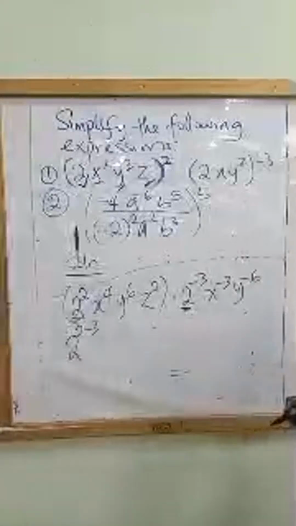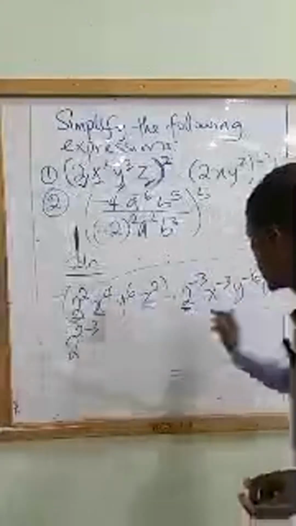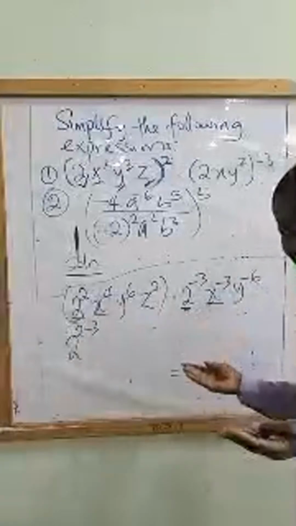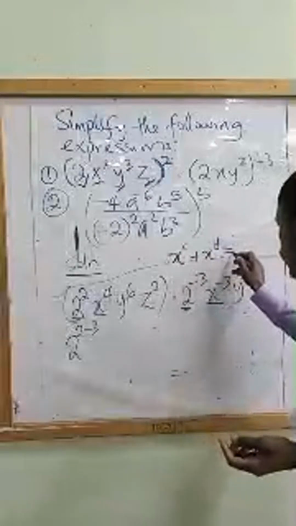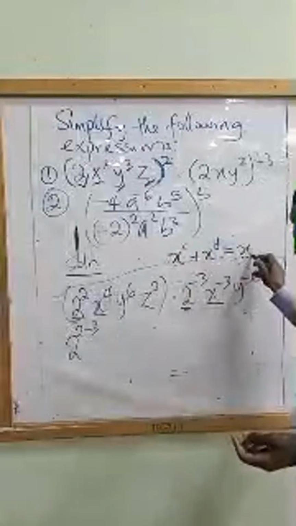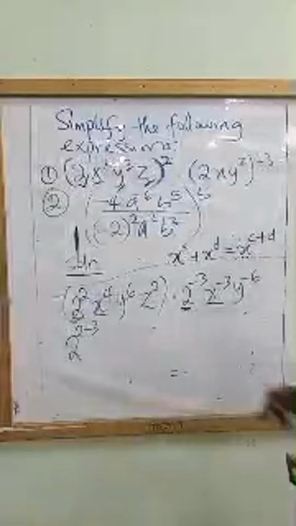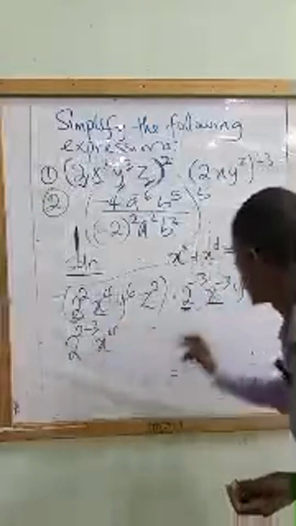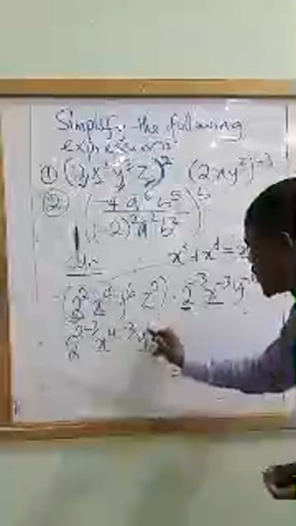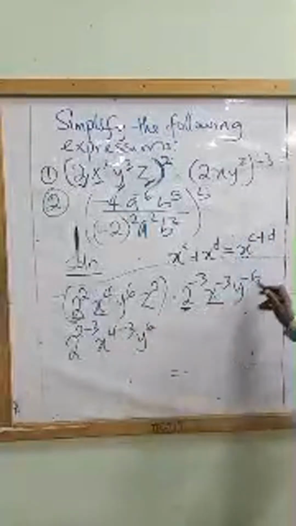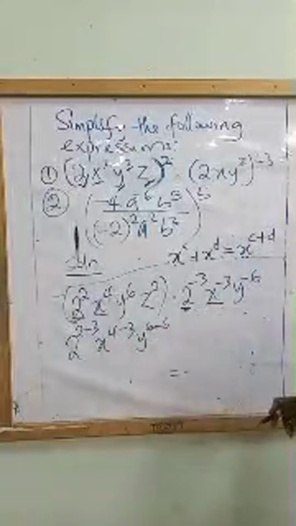Okay. This one also, x to the power 4, and this one, they have the same base. The rule is this: when the bases are the same, you pick one of the bases, and then you add the exponents together. So this will be x to the power 4 plus minus 3.